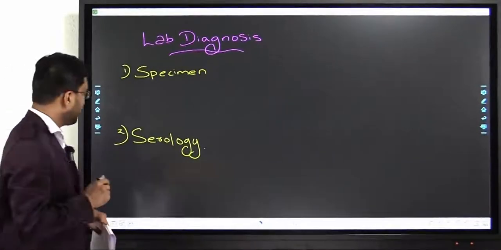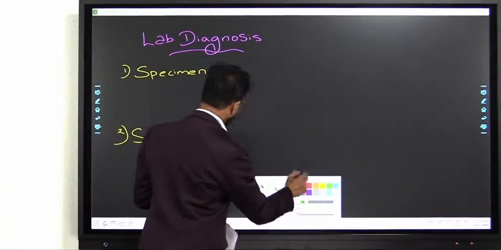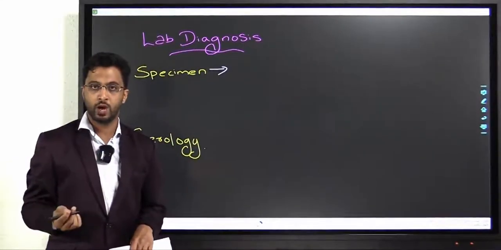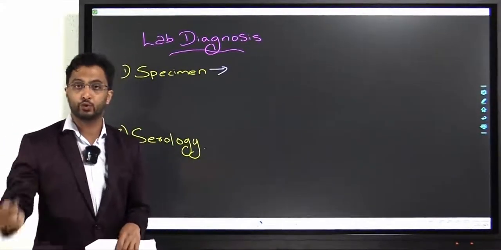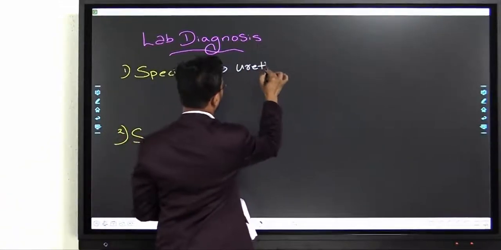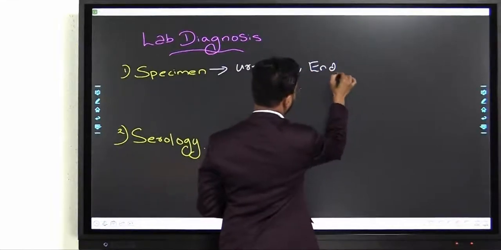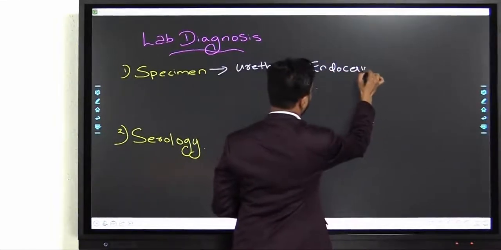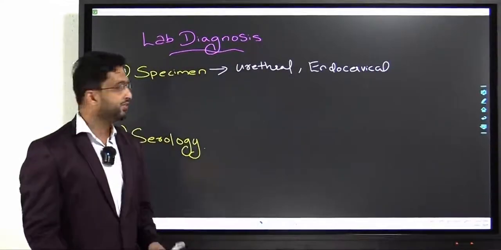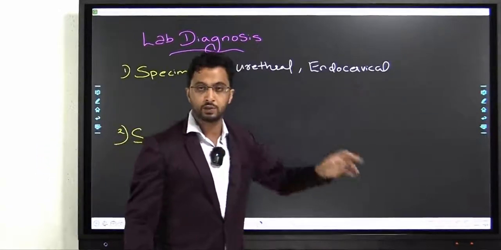Now, in specimen collection, definitely, you have to collect a swab from the urethra. So, a urethral swab or a cervical, endocervical swab. You have to collect urethral or endocervical, and never vaginal. I've told you in the beginning, don't collect a vaginal swab. So it's either from the urethra or the cervix, not the vagina.